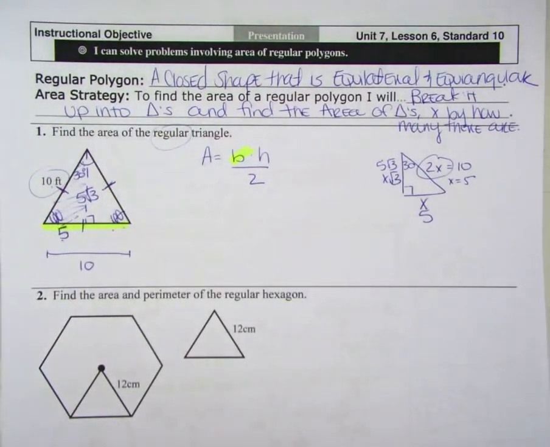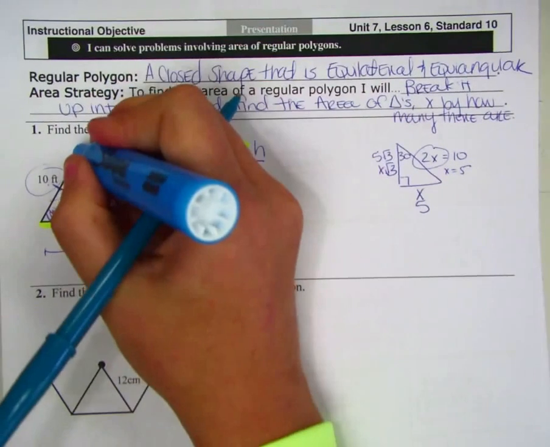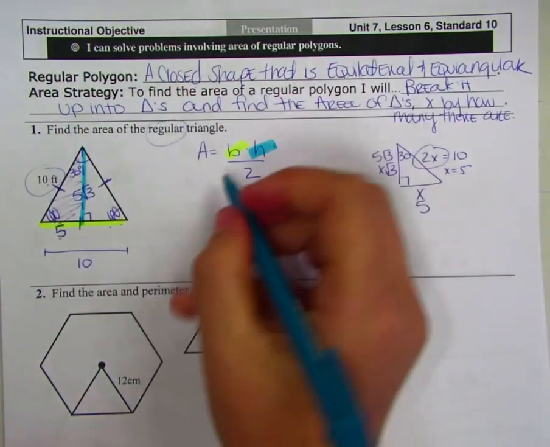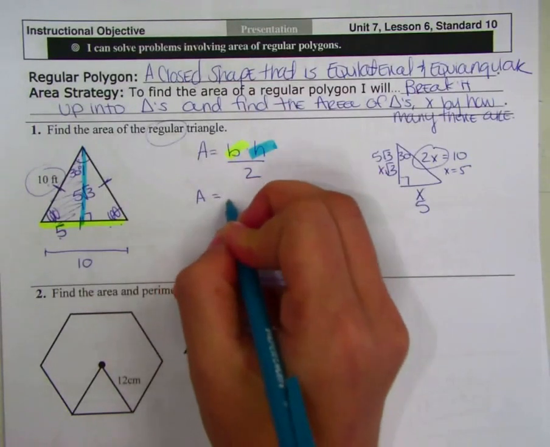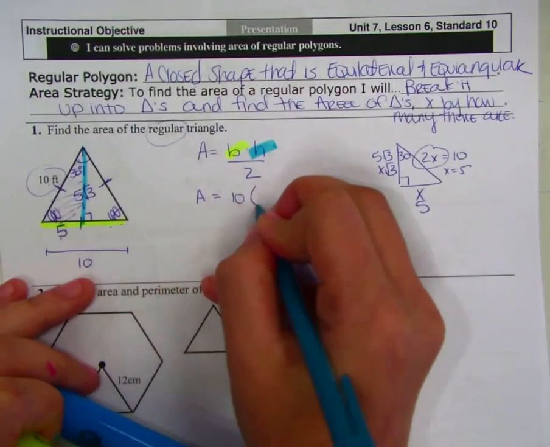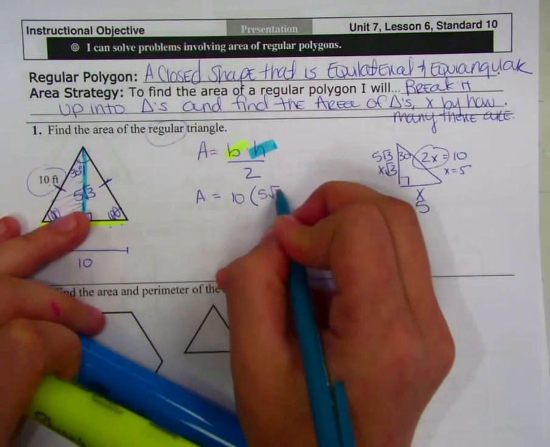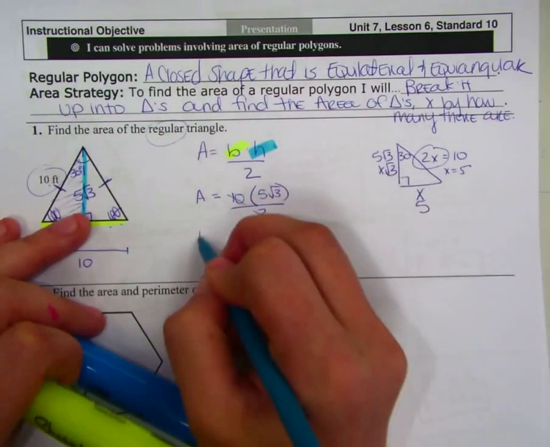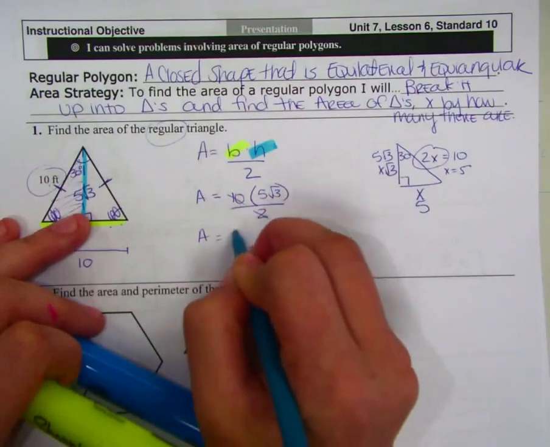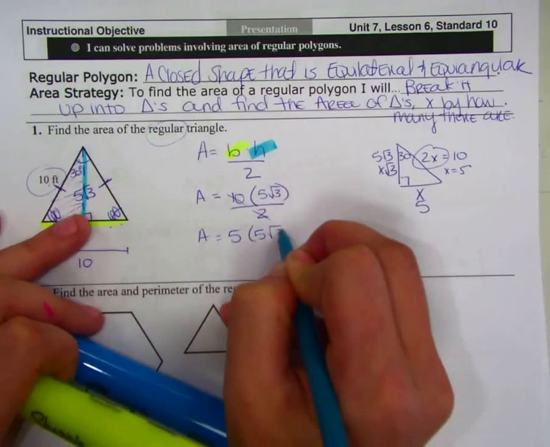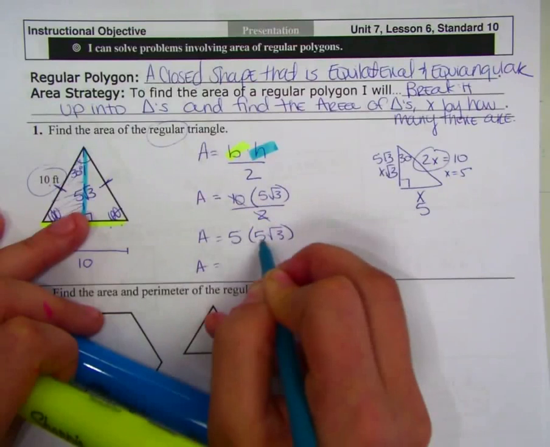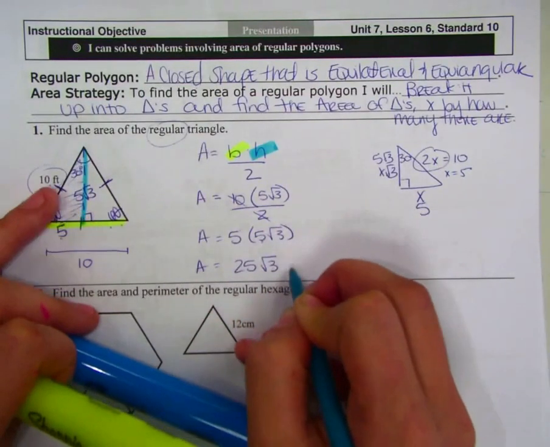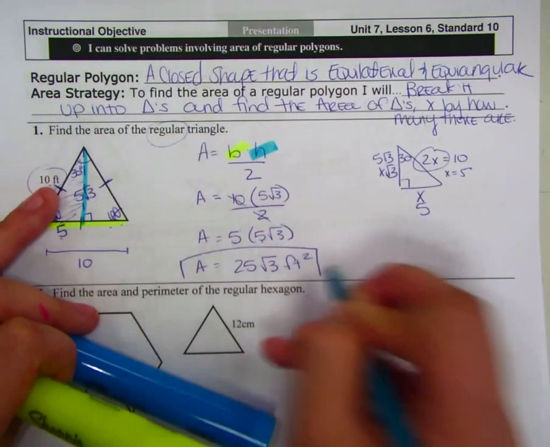Now I know my height, which is 5 square root 3. So area equals base, which is 10, times the height, which is 5 square root 3, divided by 2. Reduce whenever you can. So 10 divided by 2 is 5. And multiply. 5 times 5 is 25 square root 3 feet squared.